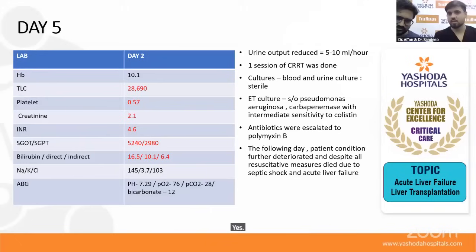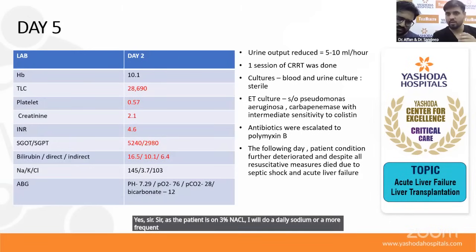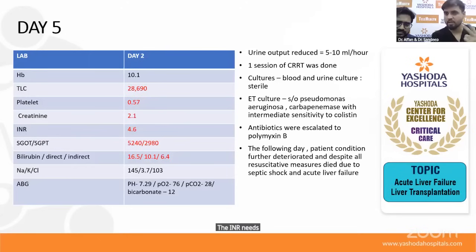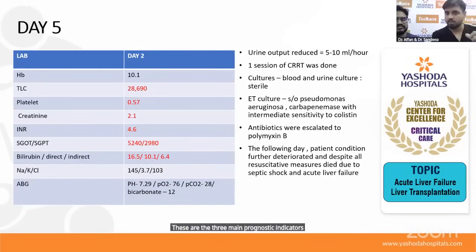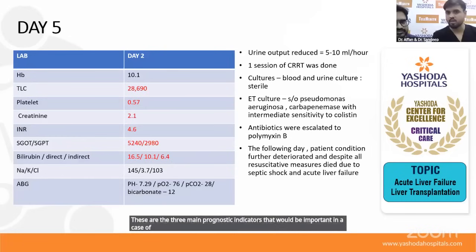Yes, sir. As the patient is on 3% NaCl, I will do a daily sodium, or more frequent sodium monitoring, to avoid hypercorrection. The daily correction should be around 6 to 8 milliequivalents per liter. The prognostic factors need to be evaluated on a day-to-day basis. The INR needs to be evaluated. The bilirubin levels need to be kept in check. And ABG has to be done on a daily basis to look at the lactate levels. These are the three main prognostic indicators that would be important in a case of acute liver failure.